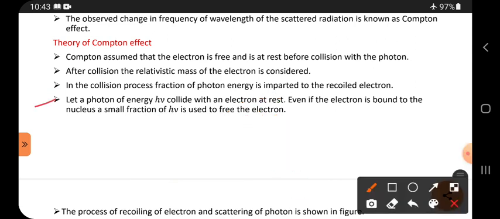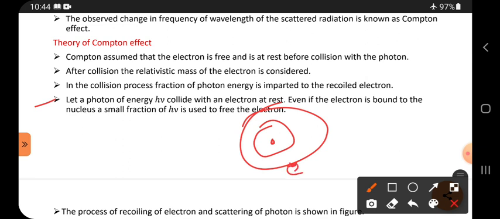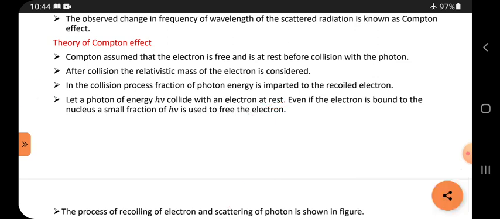Let a photon of energy h nu collide with the electron at rest. Even if the electron is bound to the nucleus, a small fraction of h nu is used to free the electron. So there is a nucleus, and around the nucleus, electrons are present. Even if the electron is very near to the nucleus, a small fraction of the energy will be absorbed by the electron.